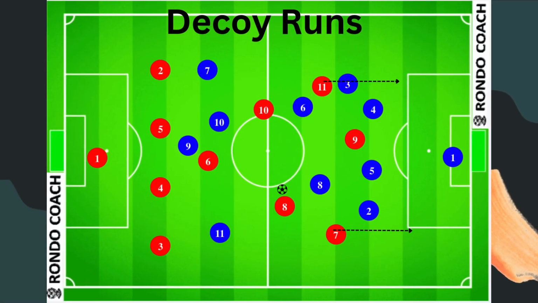Example 2 is about running to help someone else, not yourself. Sometimes you don't want the ball, you just want to pull defenders away. If you're a winger, maybe a fullback making an overlapping run, you simply force the defenders to follow you.